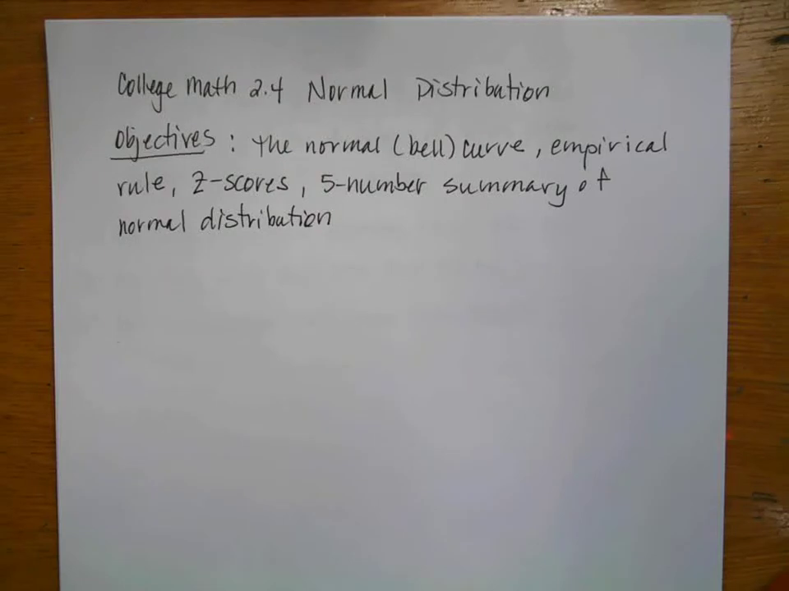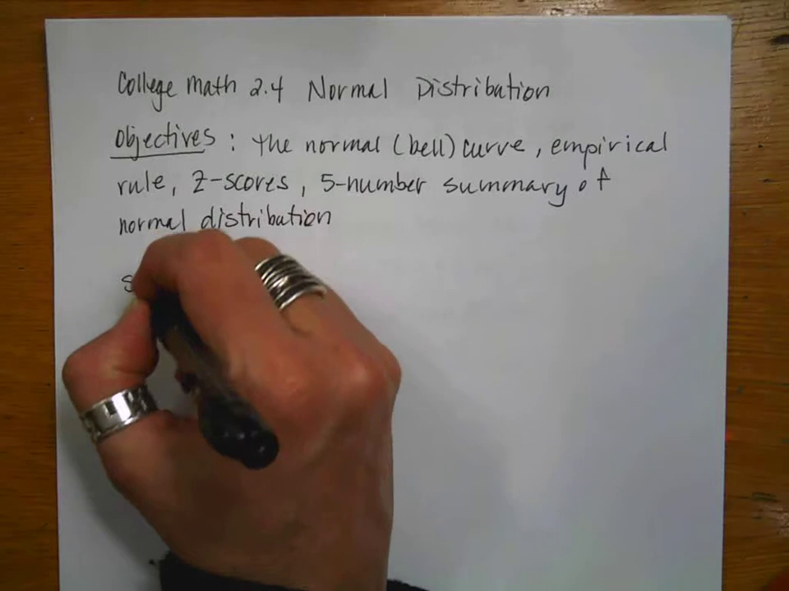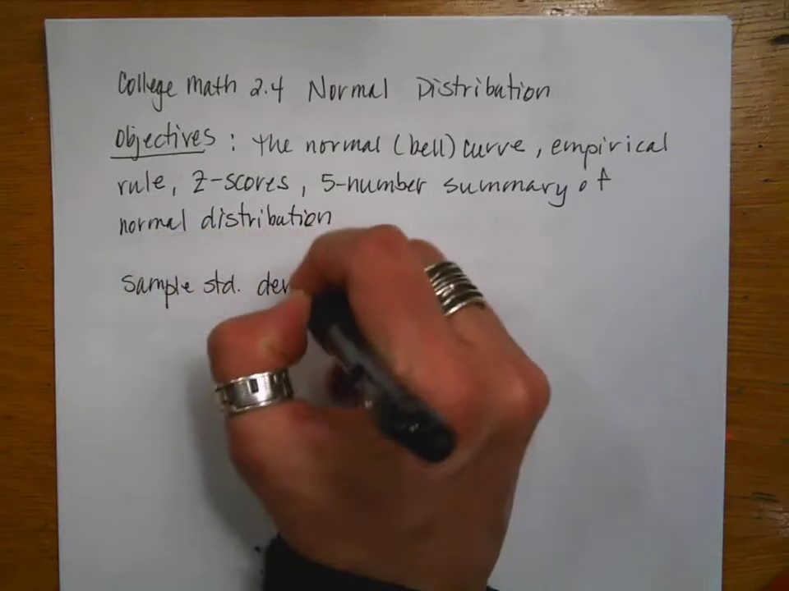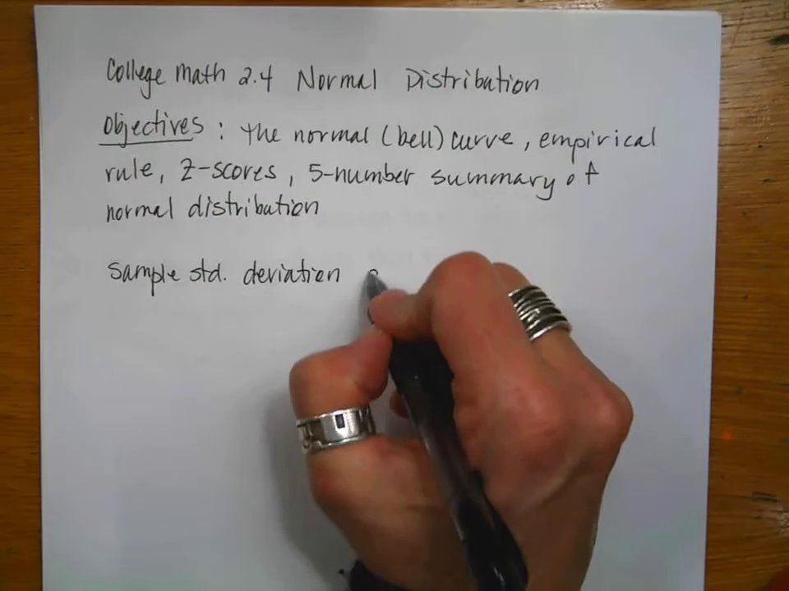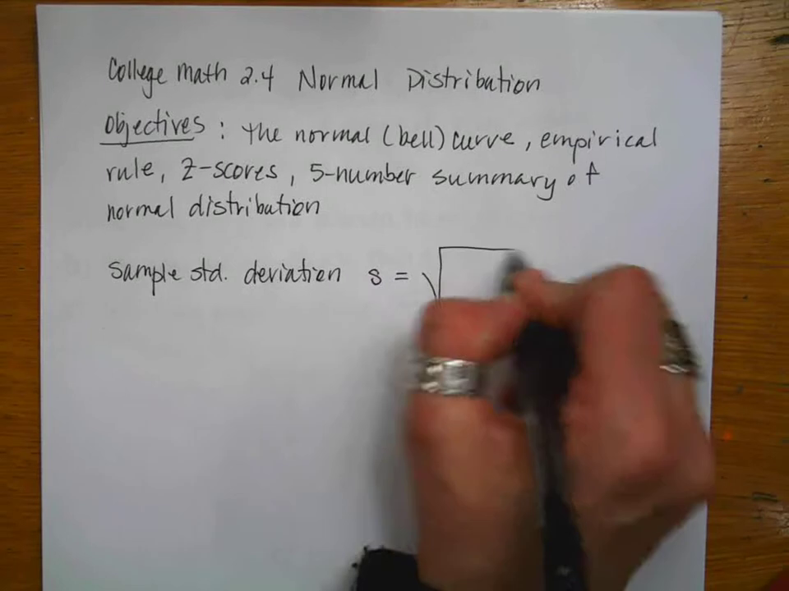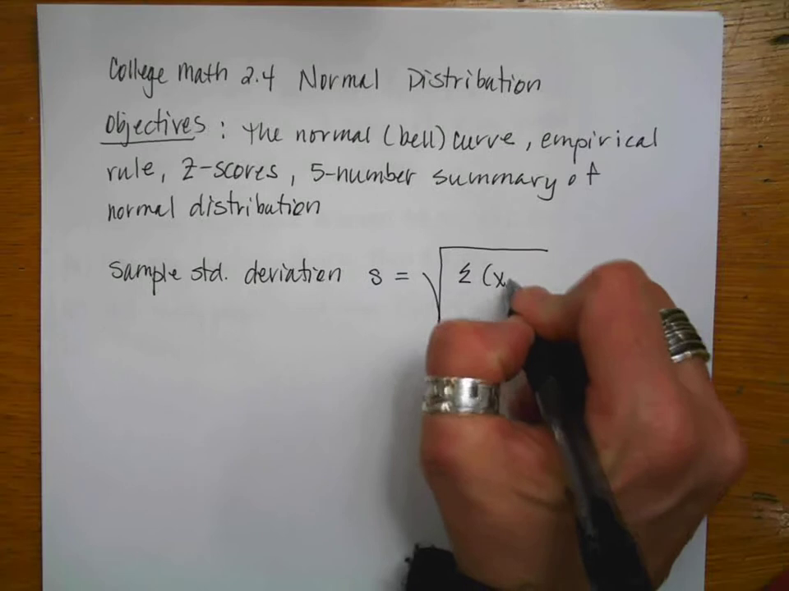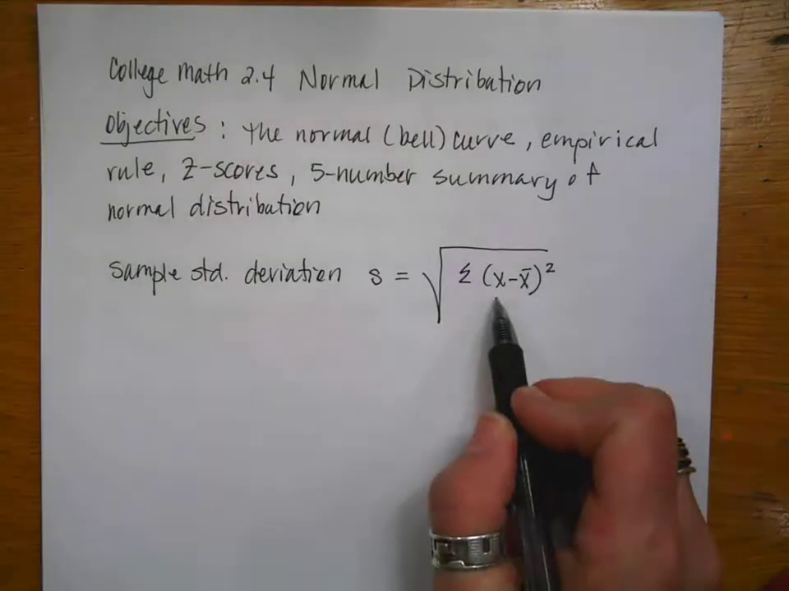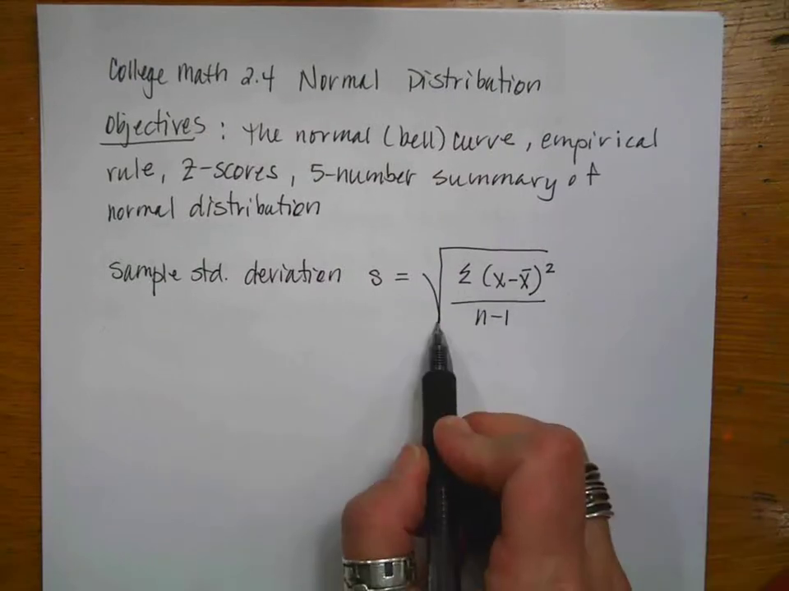of the normal distribution. Before we get started, though, I want to go back and remember the formula for standard deviation. So I'm going to write sample standard deviation. And remember that when we did it by hand, S was equal to the square root of the sum of all of the x minus x bars, and then we squared it, and we did all of this in a table, and then we divide by n minus 1 and take the square root.